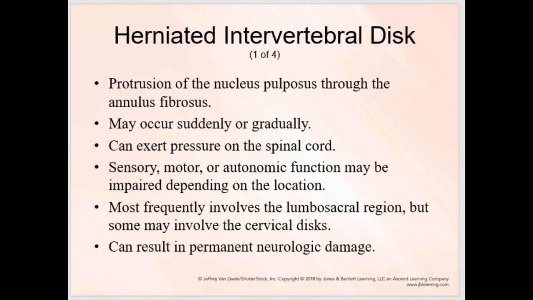So a herniated disc can happen suddenly or gradually, and it can also expand far enough that it can put pressure on the spinal cord or the nerves that are coming out of the spinal cord. And it could be sensory, motor, autonomic function, or both, depending on the size of that herniation. It's most frequent in the lumbosacral region, but we see it throughout the whole cervical spine as well. It's really, really rare in thoracic, and I think it's because the rib cage limits the movement of the thoracic spine.